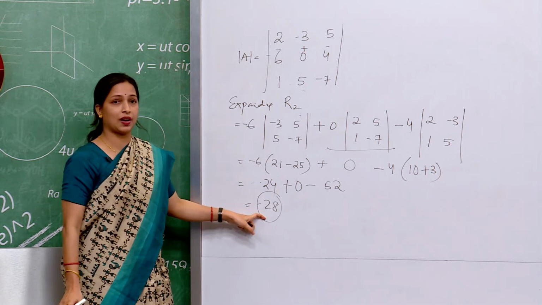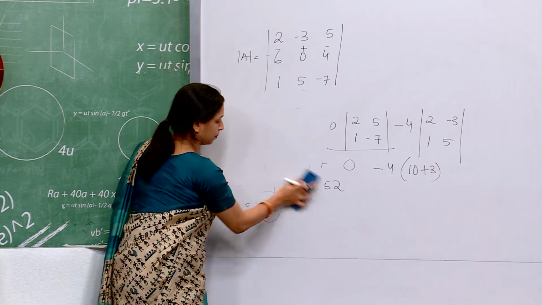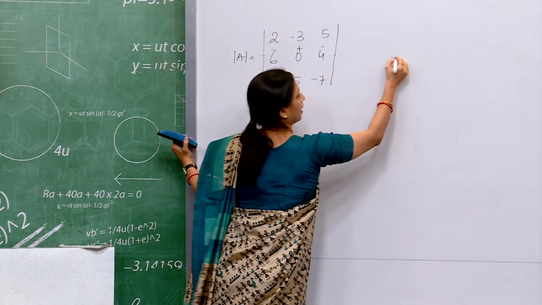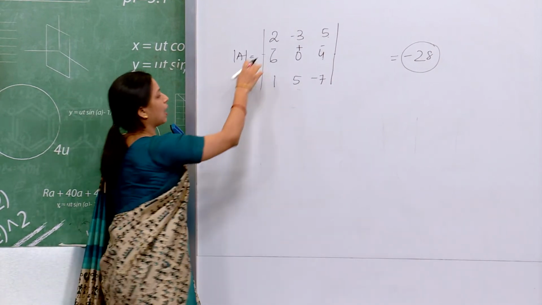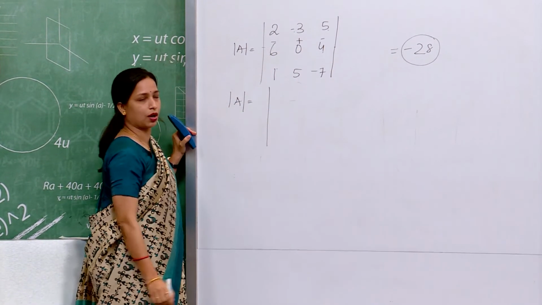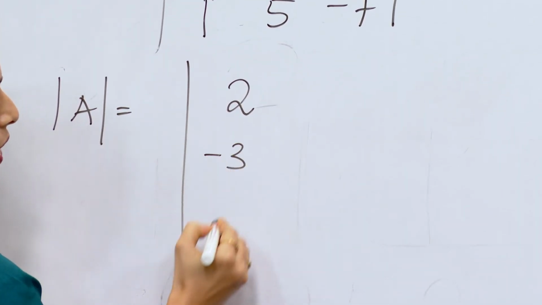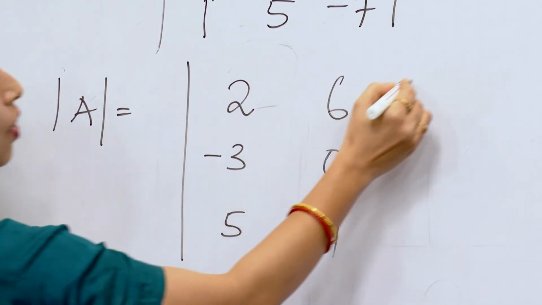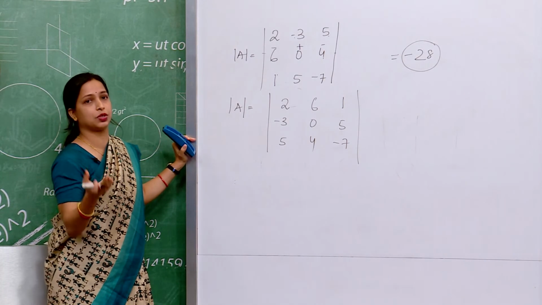Now you remember the determinant value has come to minus 28. So now let us interchange the rows into columns. For your understanding, I'll write down the determinant value over here so that we remember it is minus 28. Now if I change this row into this column, that means I change row 1 to column 1. So I write 2, minus 3, 5, 6, 0, 4, 1, 5, minus 7. So I have interchanged the rows to columns and the columns to rows.